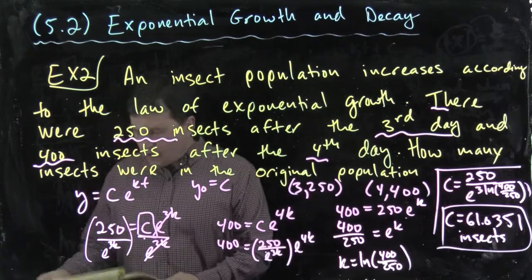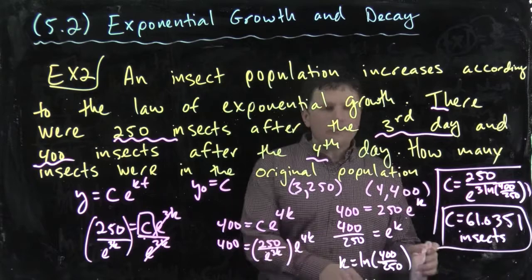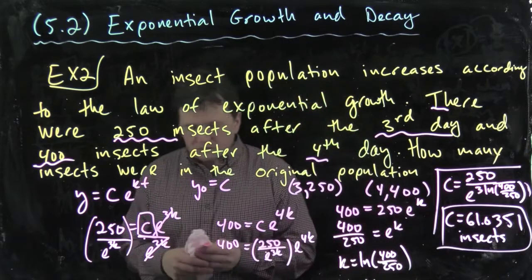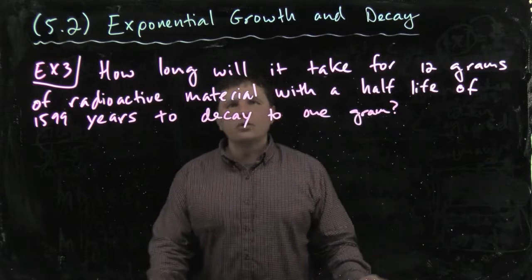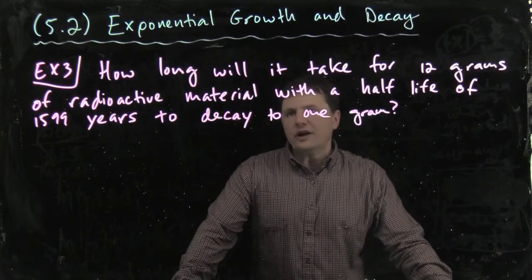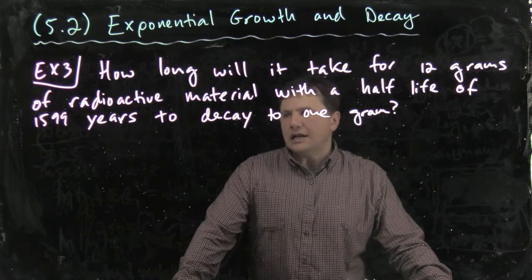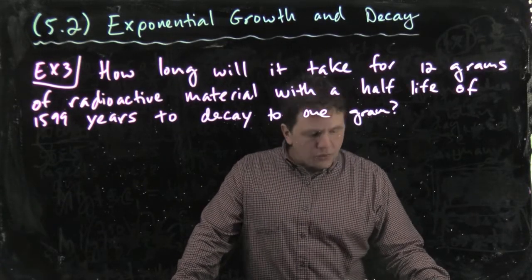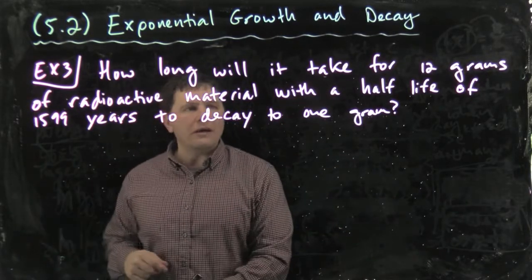Okay, let's do one more example with these types of things. This time we'll do radioactive decay. Example 3. How long will it take for 12 grams of radioactive material with a half-life of 1,599 years to decay to 1 gram? So once again, on its face, it's not a calculus problem. We just know that the mechanics behind this are all about calculus.